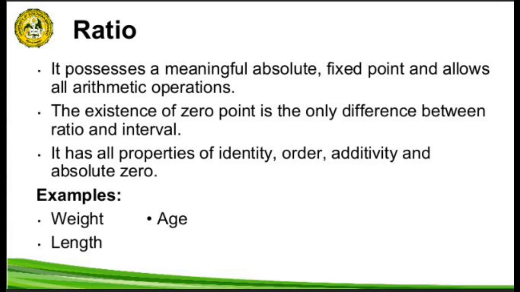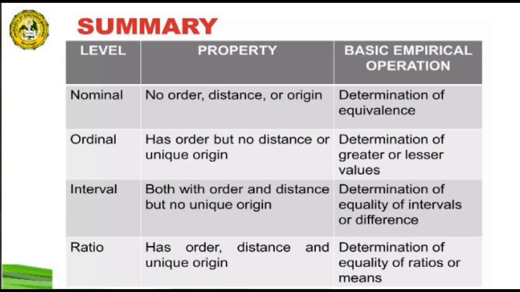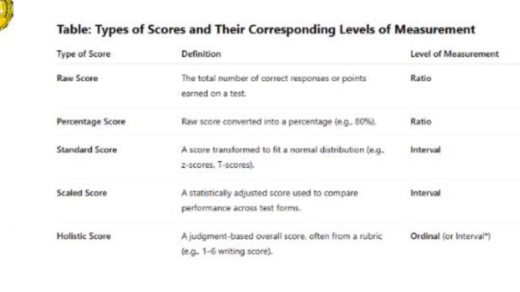So here's the summary table of levels of measurement. You can pause the video for better understanding. Now let's delve into how levels of measurement fit with the types of scores. As you can see in our graph, there is no nominal, because nominal is a categorical variable, and we know that types of scores are composed of numbers.